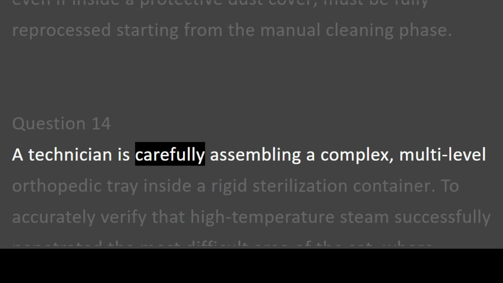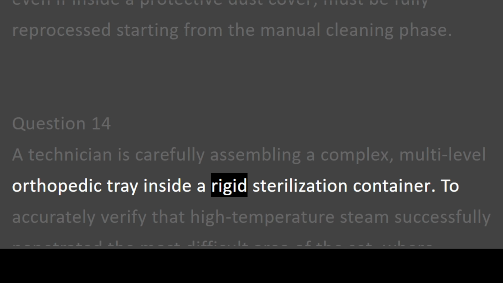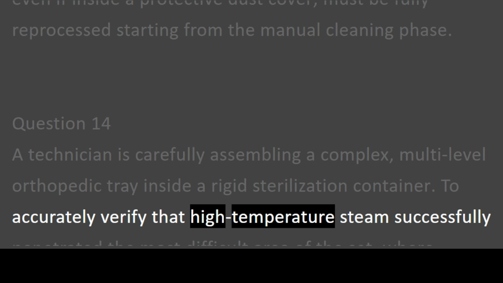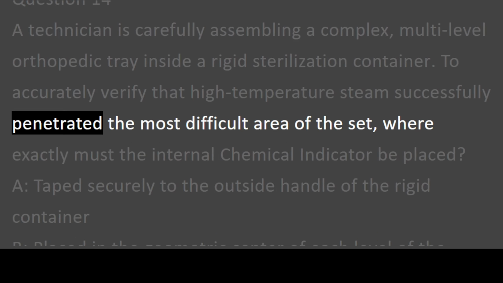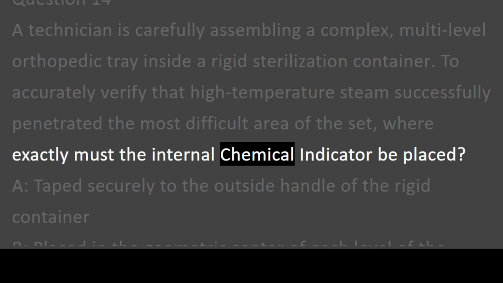Question 14. A technician is carefully assembling a complex, multi-level orthopedic tray inside a rigid sterilization container. To accurately verify that high-temperature steam successfully penetrated the most difficult area of the set, where exactly must the internal chemical indicator be placed?